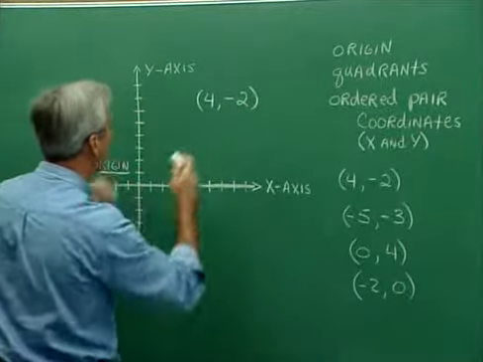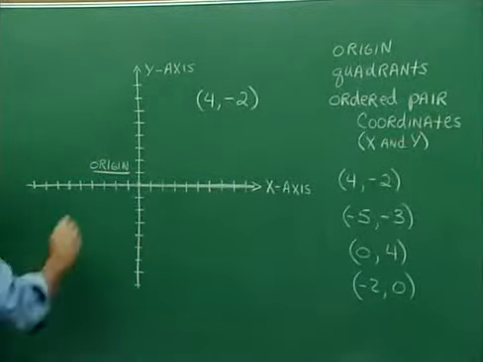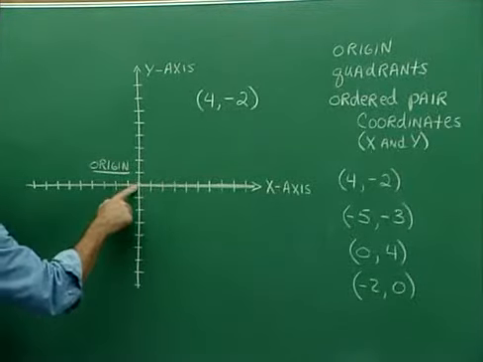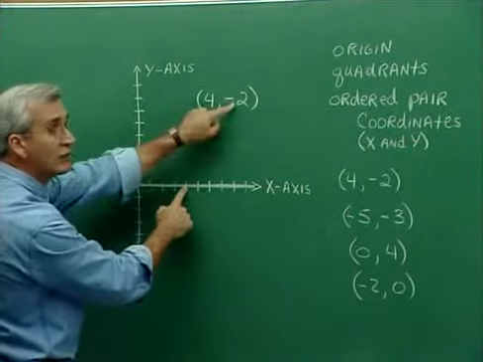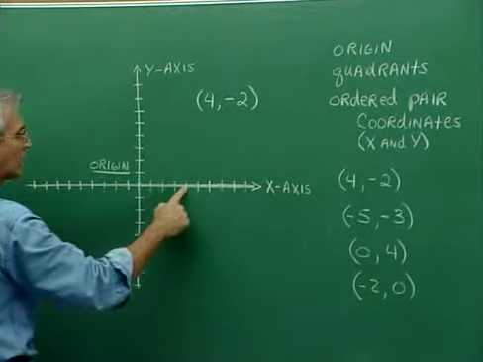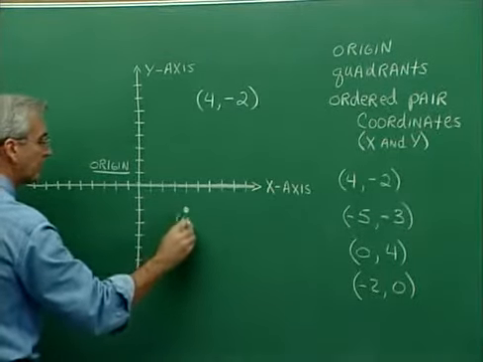Now, to locate a point, we begin at the origin and we move according to the distances indicated. 4 horizontally means from the origin go a distance of 1, 2, 3, 4, and then -2 means down 2 vertically, so we go down 2, and here then is the point (4, -2).